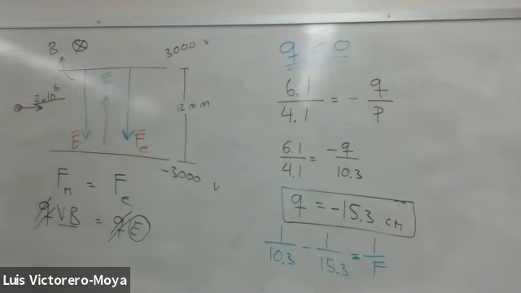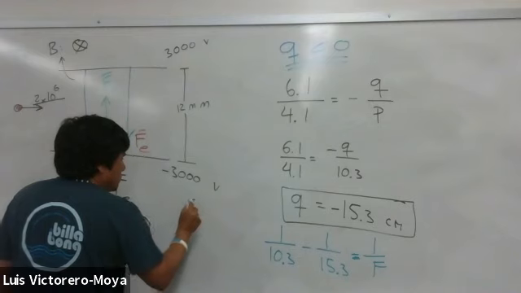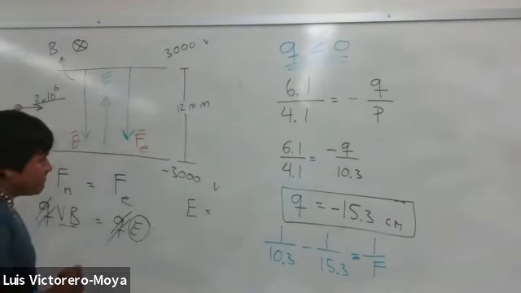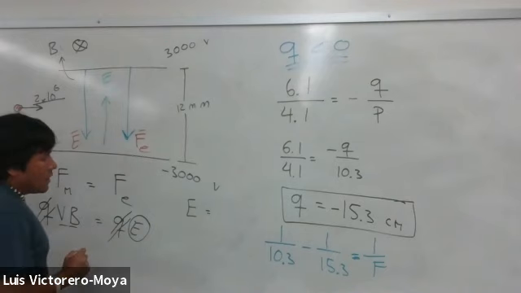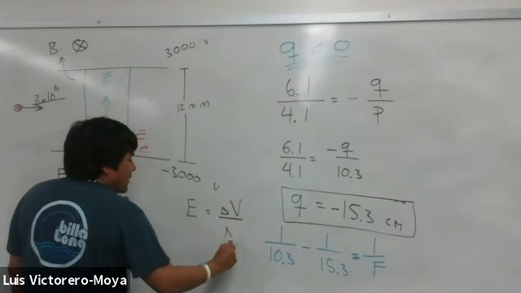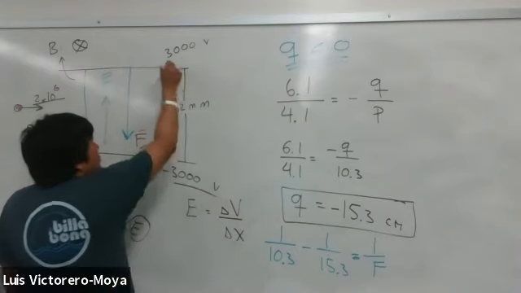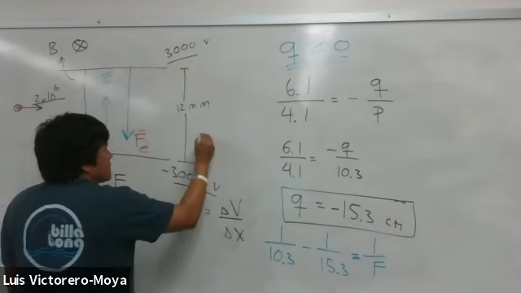How do you guys compute the electric field? Anybody? It doesn't matter if it's wrong. Delta V over delta X. Delta V is how much? 3,000 minus negative 3,000, 6,000.